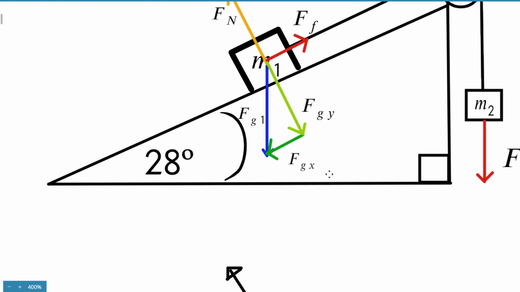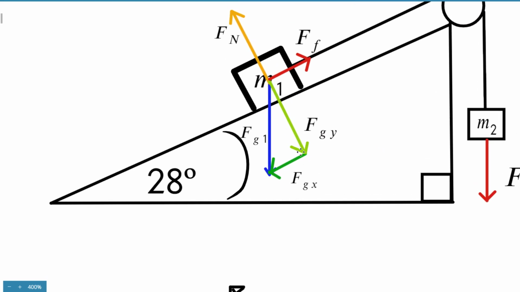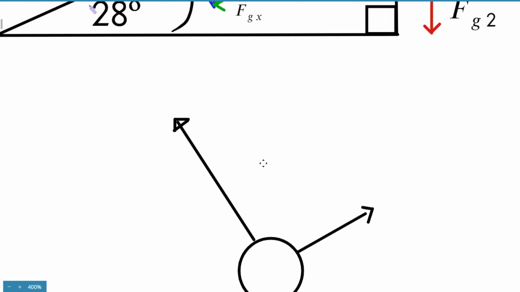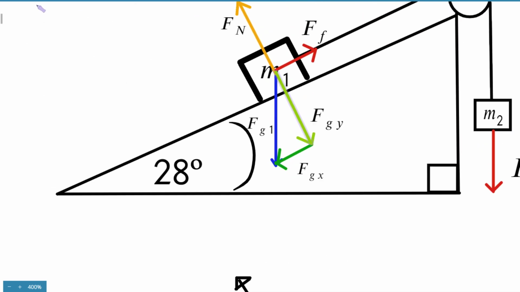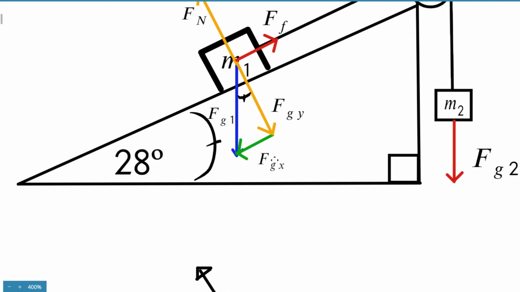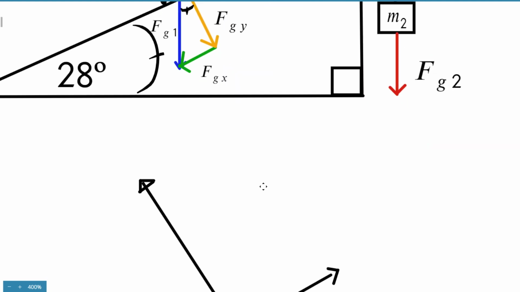So now let's try to find Fgx and Fgy. To do that, I showed in my last video that this angle right here, the 28 degrees, is always equal to this angle inside the vector triangle.